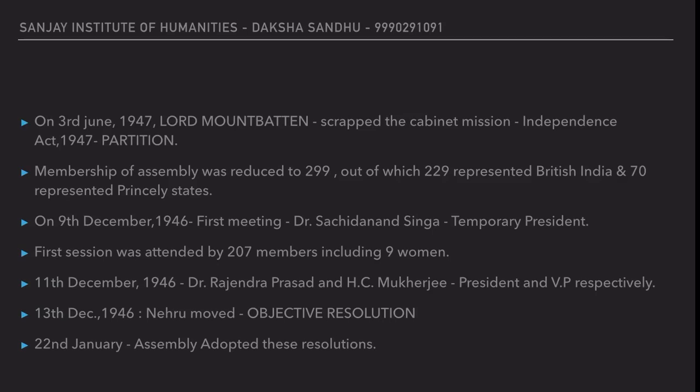So actually on 3rd June, as I stated in my previous slide, the Hindu-Muslim riots got started and the Muslim League demanded a separate constituent assembly for Muslims in India. According to Lord Mountbatten's 3rd June 1947 proposal, he announced his intention to scrap the Cabinet Mission Plan, and this resulted in the Indian Independence Act of 1947.